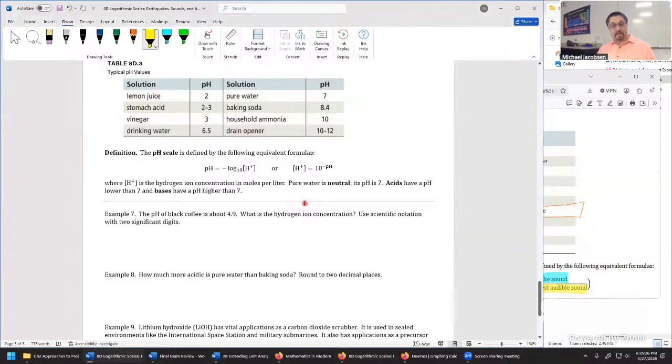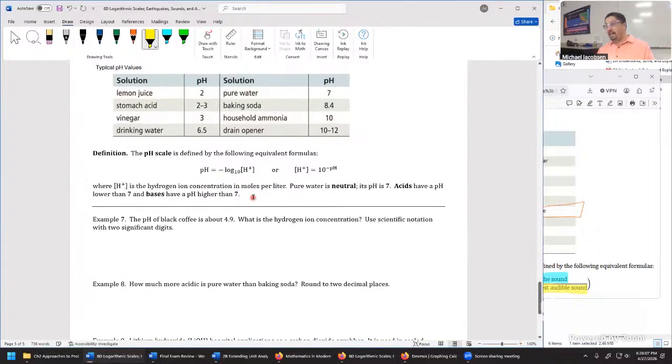Okay, so here's the so-called pH scale. It's defined by the following equivalent formulas, and these are pretty interesting formulas. pH is defined to be negative times log base 10 of [H+], where the bracket means, in chemistry terms, concentration typically. Or, equivalently, the concentration of H+ equals 10 to the power of negative pH. These are strange formulas that we need to take a close look at before we get started to see just what's going on.